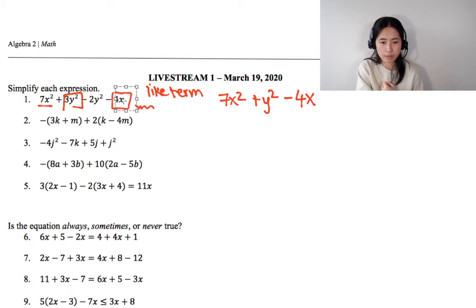Just so you know, this is minus 2y squared. Just wanted to point that out.